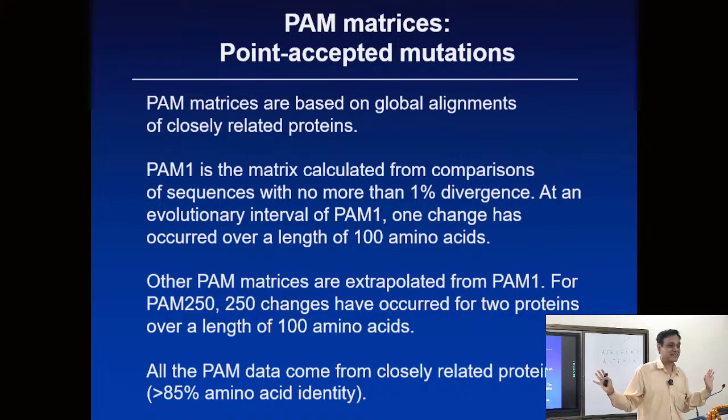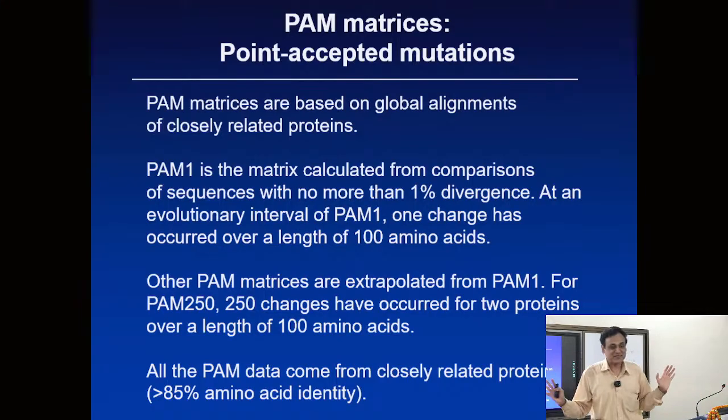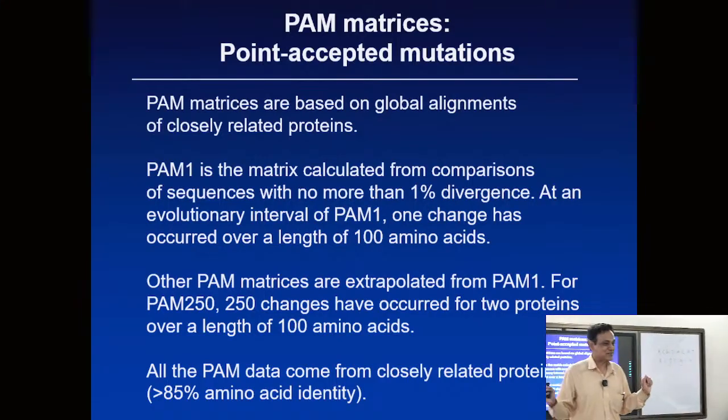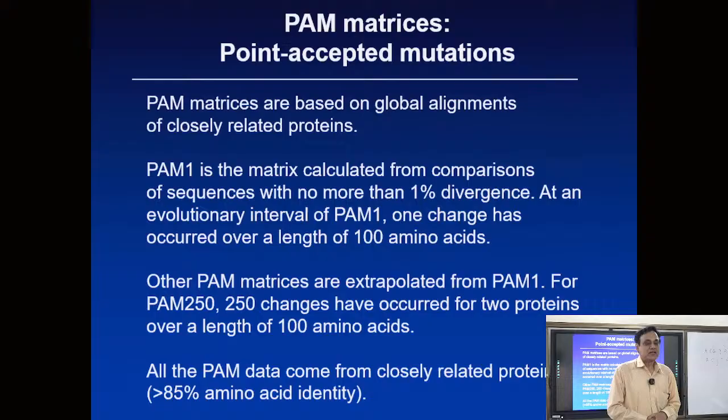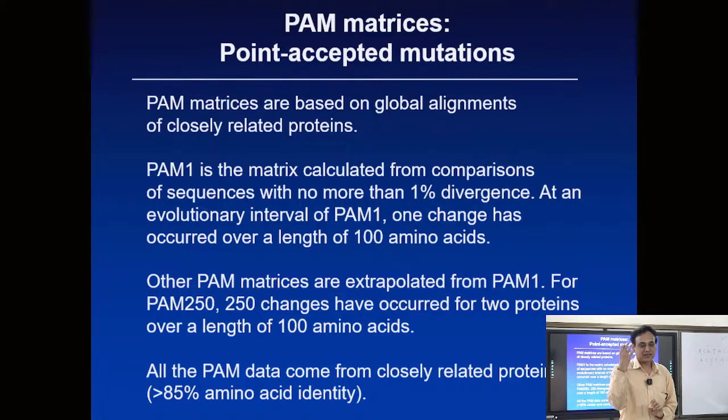Is that possible or not? 250 changes over 100 residues. Yes, it is possible. Let's say DNA: A changes to T, and T changes back to A. So how many changes? Two, right? But when you perform the alignment, you will not count it, because A is aligned to A. That is a back mutation, back to the same.